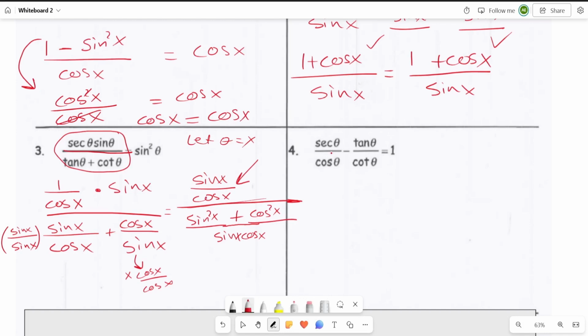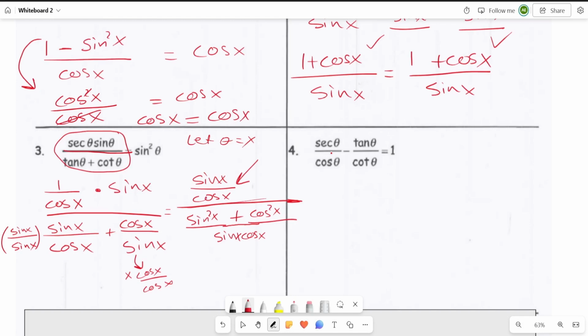This says secant x over cosine x minus tan x over cotangent x is supposed to give me 1. So let's see how I will solve this one. Okay, so let's rewrite them again all in the sine and cosine form.